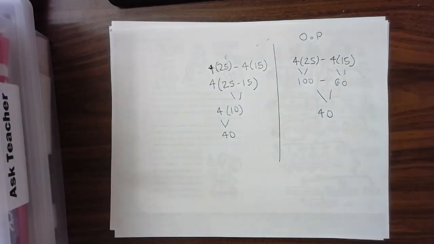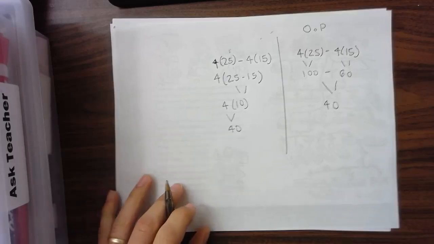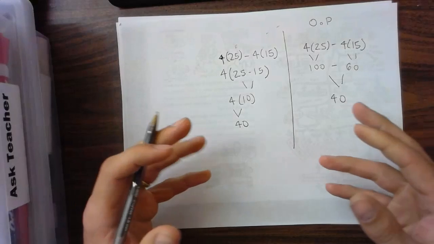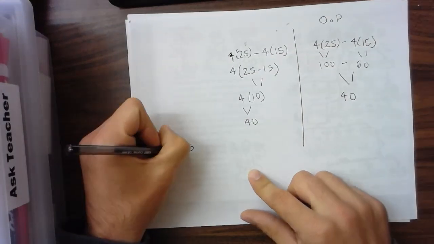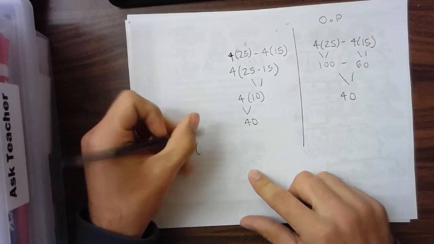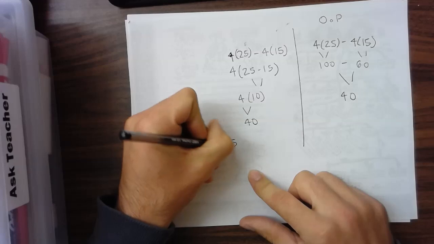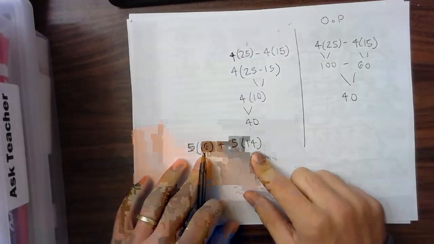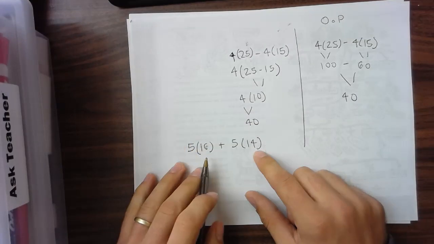So that's distributive property. There are other ways of doing it as well. We can do it if we're adding numbers together. So say I have 5 times 16 plus 5 times 14. You notice I chose numbers that I know are going to add nicely. Distributive property is all about choosing what's easiest here.